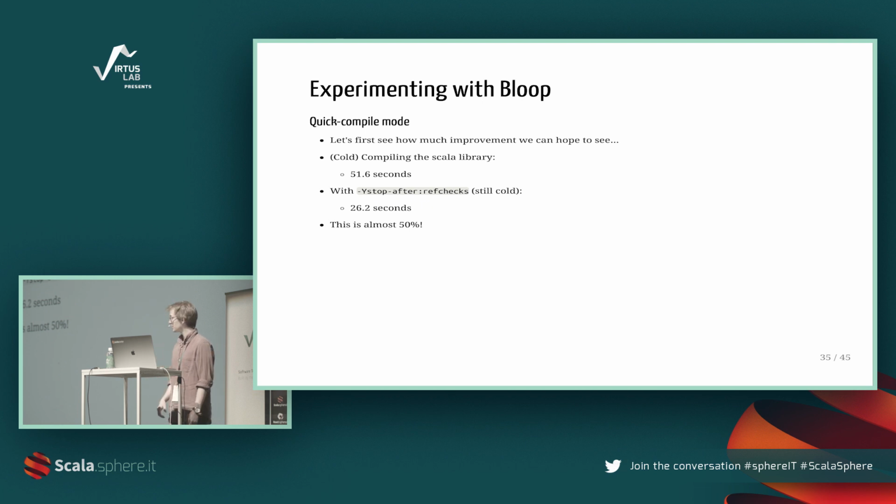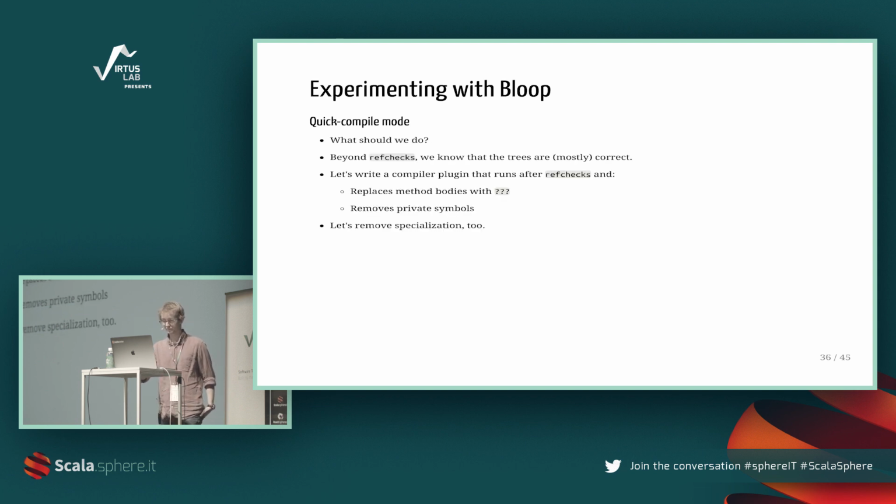So before we get started with the implementation, let's see how much we can expect to win from that experiment. So I just tried to compile the Scala library, which took 51 seconds on my machine, and when stopping after ref checks, it took 26 seconds. So it's almost a 50% improvement, which is interesting, and I think we can probably expect to get something that is less than 50%, but it shows that there is at least room for improvement.